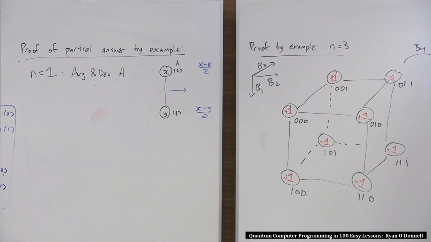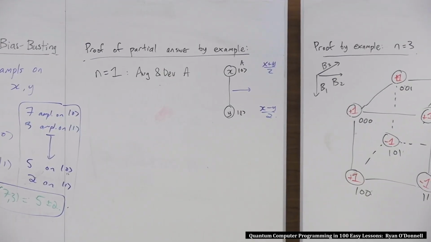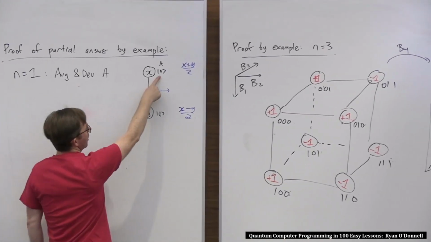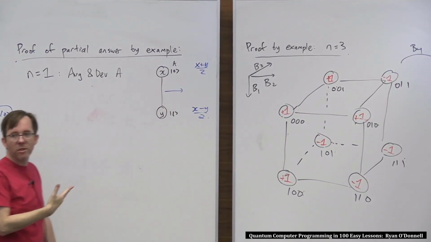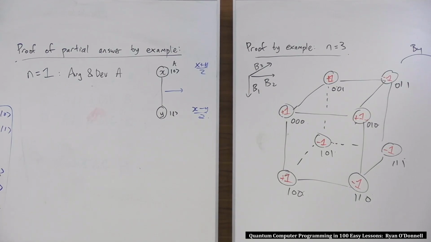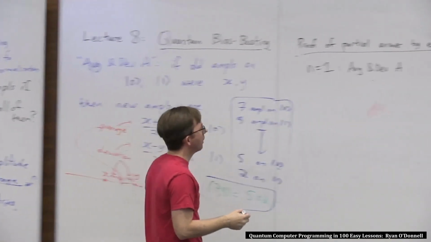And what am I trying to prove to you? I'm trying to prove that the amplitude you get on the basic state where all the qubits are 0 is the average of everything. And you're like, yep, this is the basic state where everything is 0, and we got the average of the two amplitudes, x and y. So, all right, it checked out.